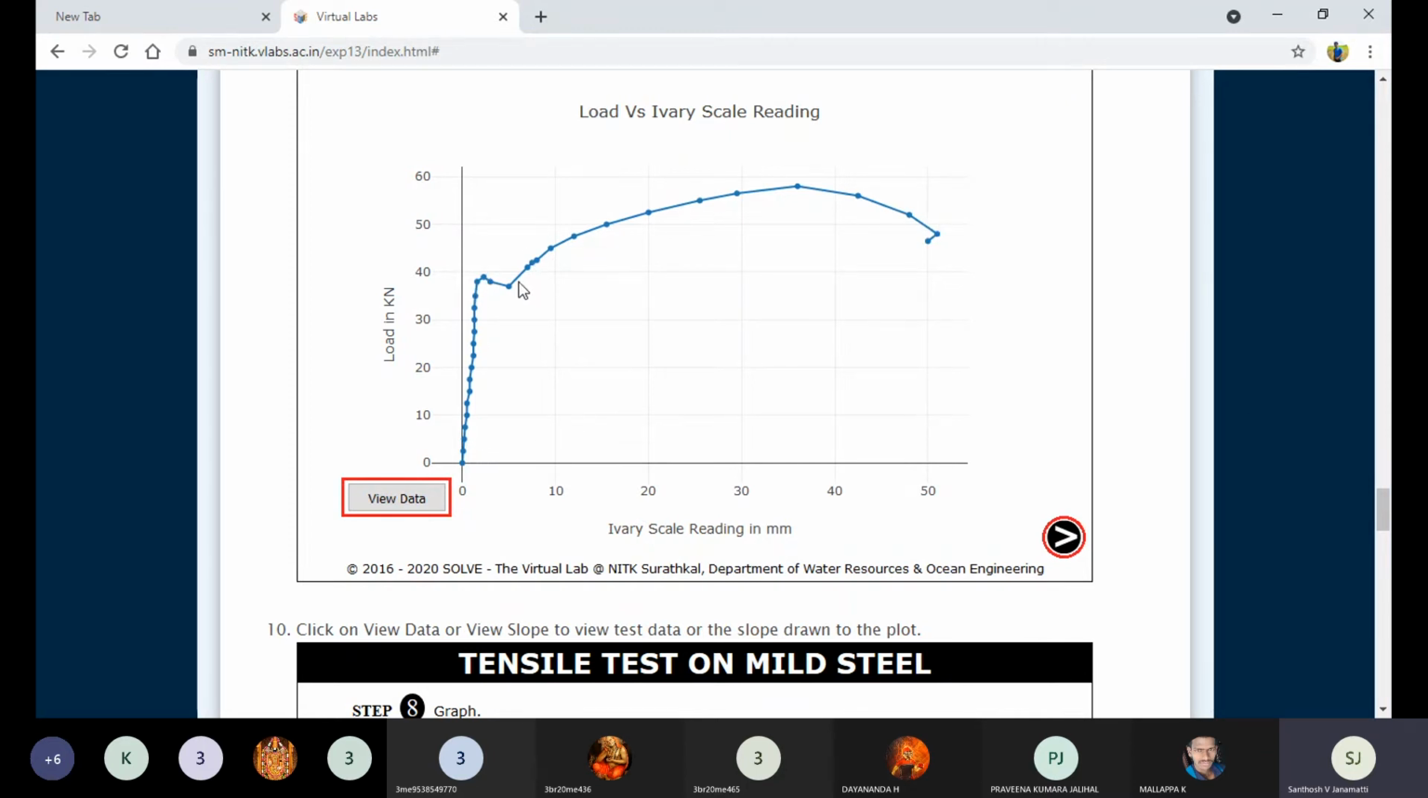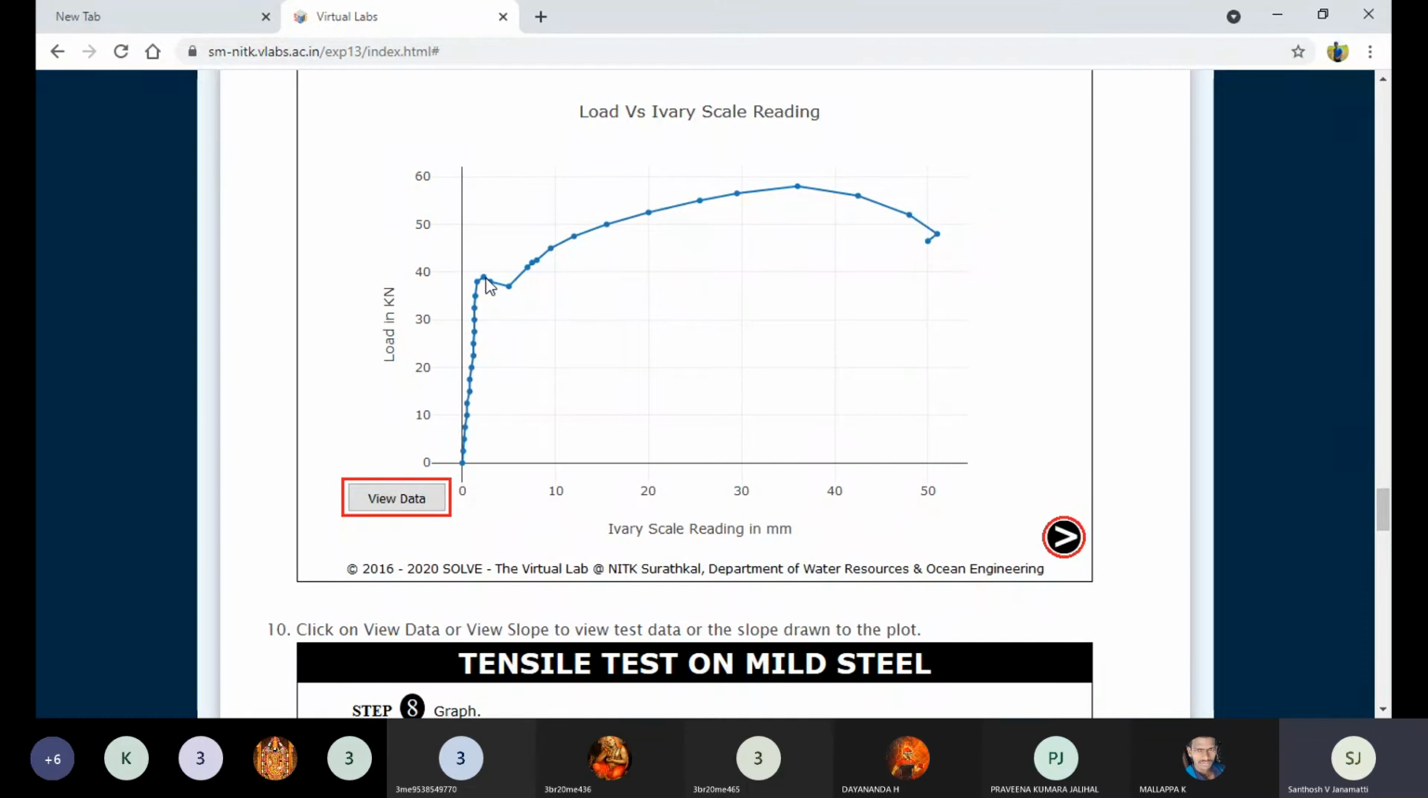This is the deformation graph. This is elastic deformation, and this is plastic deformation. As I told you, the load initially increases up to 40, right? Suddenly 40 drops down to 35 or 38, something like that. Now 38 is the lower yield point, because here the load goes down to 37 or 38, or 36. So here this will be the lower yield point.